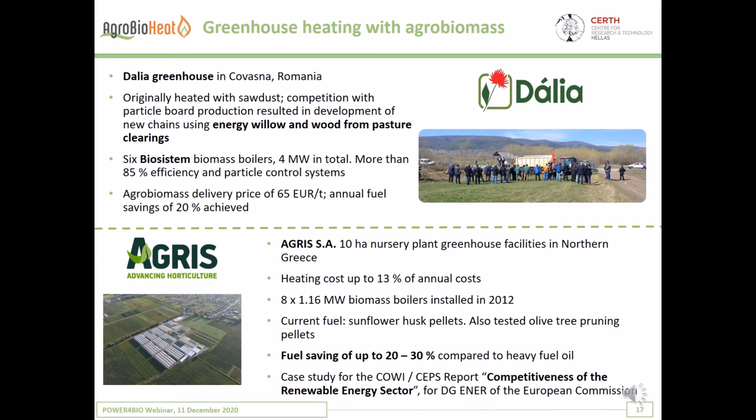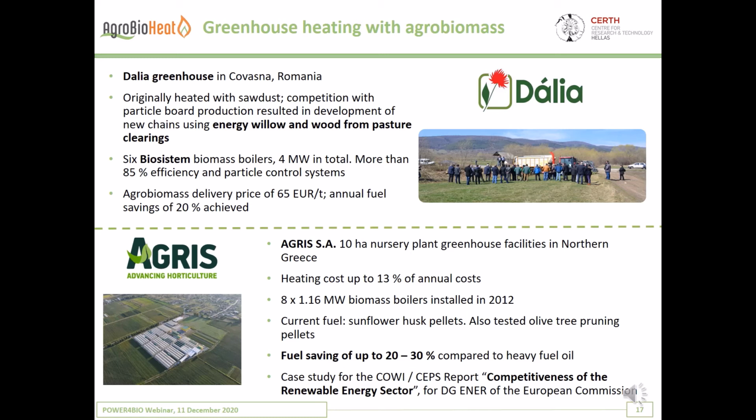However, as sawdust was finding its way more and more into particle board production, there was a need to find alternative biomass resources, and then a new value chain was set up using energy willow as well as wood from pasture clearings. The greenhouse has a 6 biomass boiler system with a 4 megawatt thermal capacity in total. It has a high efficiency and particle controls, and it has been estimated again that fuel savings of about 20% are achieved through the use of agrobiomass.